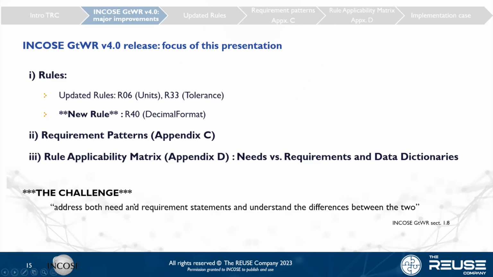The challenge that we've been identifying, which is also featured in section 1.8 of the guide, is that digital assistants, which are meant to guide system engineers in writing well-formed requirements, should be able to address both needs and requirement statements, and also understand the differences between the two. So the takeaway we had from this statement is that we should be able to apply a different set of rules for needs and requirements, which was the genesis of the rule applicability matrix here.